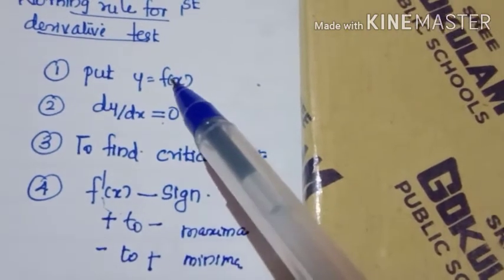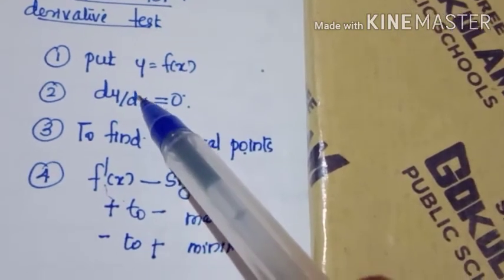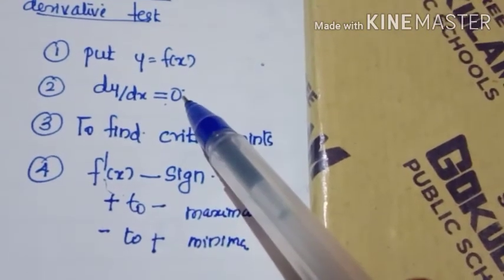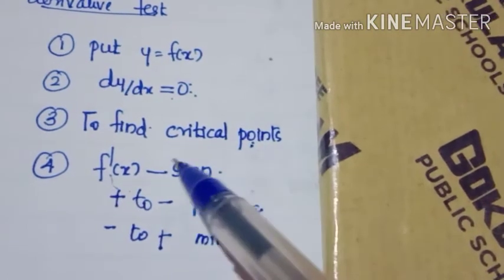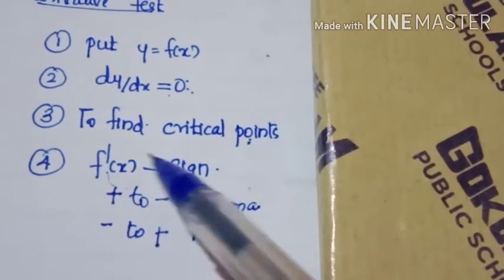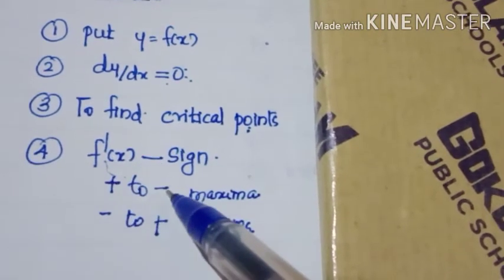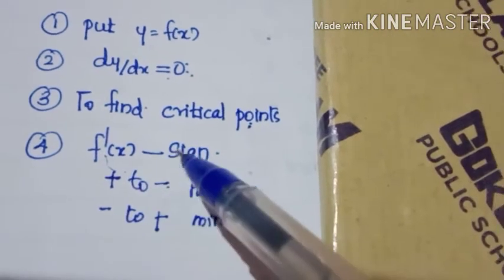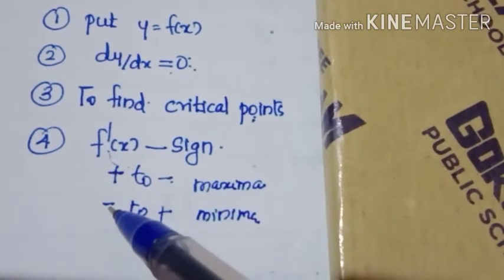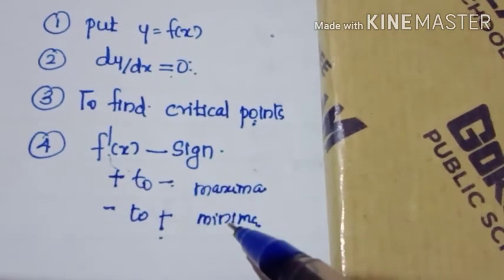First you have to take y equal to f of x, then find the derivative and equate the derivative to 0, then find the critical points, and using these critical points we have to find the sign of f dash of x. If it changes from positive to negative, then f of x has a local maxima. If the sign of f dash of x changes from negative to positive, then it has a local minima.